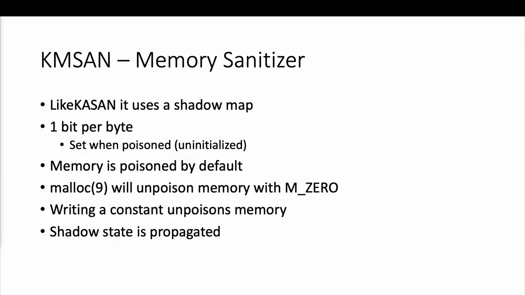KMSAN uses a shadow map. It needs one bit per byte, so each byte of memory has a bit in the shadow map somewhere to say, has this been initialized or not? When you allocate, memory is poisoned, and when you zero it or write to it in some way, it's unpoisoned. And the shadow space is propagated, so when you do an assignment, we propagate the state, so that when you actually use it later, it will know.